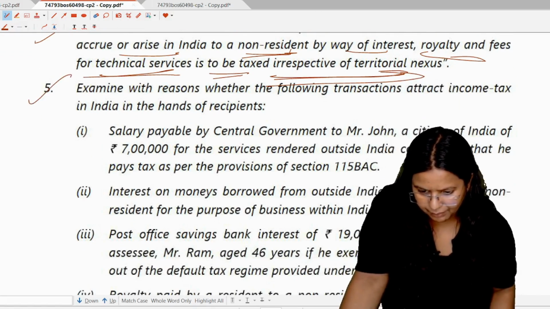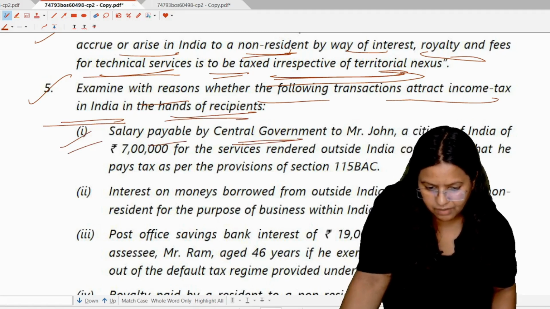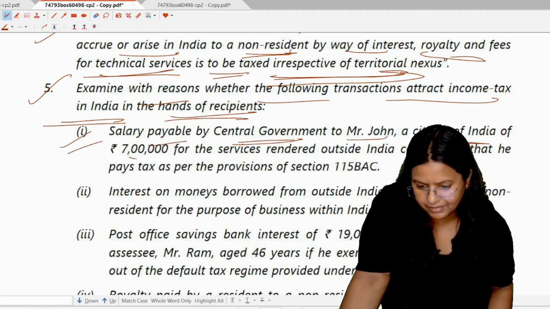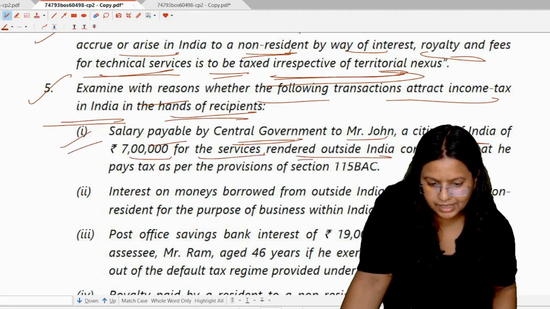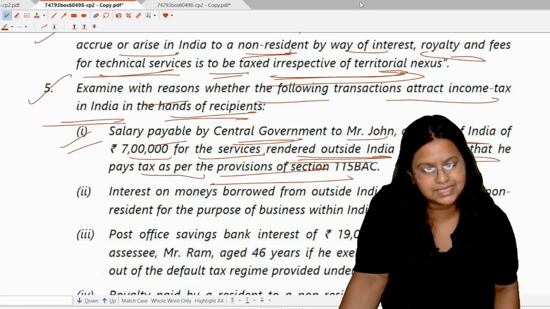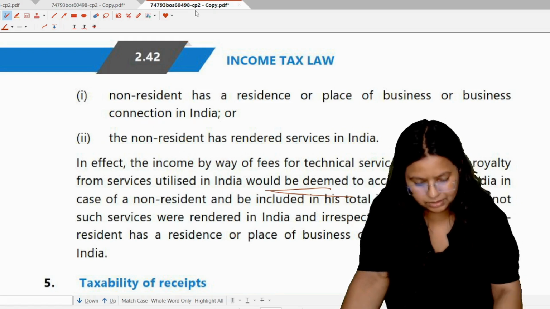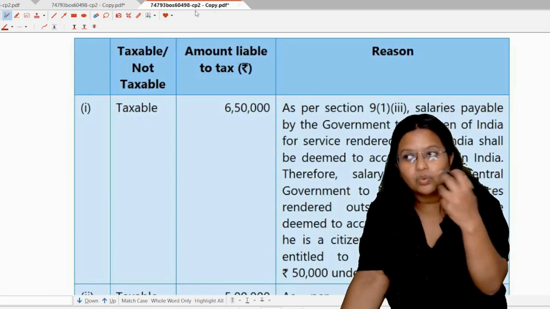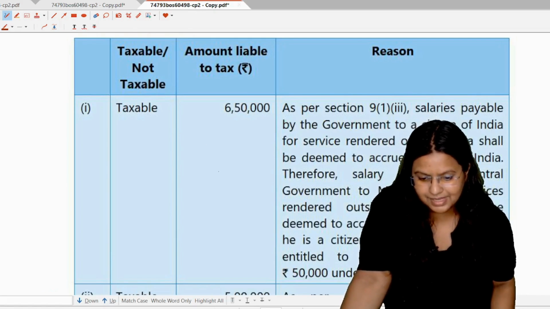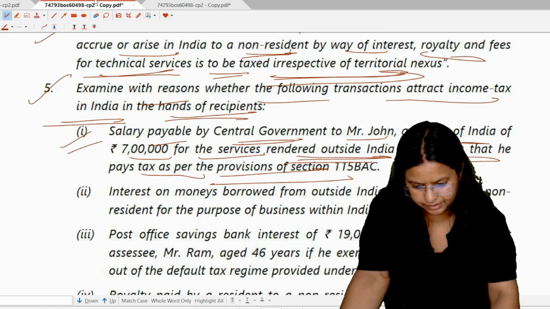Illustration number 5. Examine with reasons whether the following transactions attract income tax in India in the hands of the recipient. Salary payable by the central government to Mr. Jones, a citizen of India, of 7 lakh, for services rendered outside India, considering that he pays tax as per the provision of section 115BAC, that is, the new tax regime. Yes, that 7 lakh will be taxable for the person, but as the computation is not given here, there will be a standard deduction of 50,000. It means 7 lakh minus 50,000, so 6 lakh 50,000 will be taxable here.